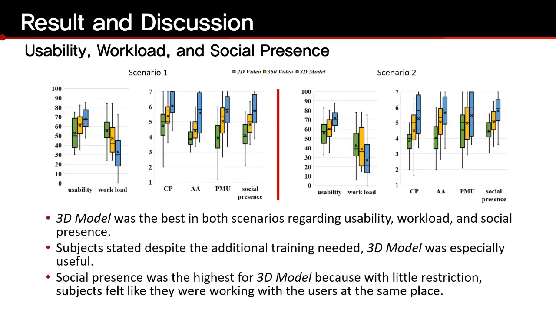Next, we analyzed the subjective performance measures: usability, workload, and social presence. 3D model showed the best results in both scenarios for both usability and workload. Subjects stated that, despite the additional training needed, 3D model was especially useful. The social presence score was also the highest in 3D model. This is because subjects were able to feel like they were working together with the local users at the same place with little restriction.